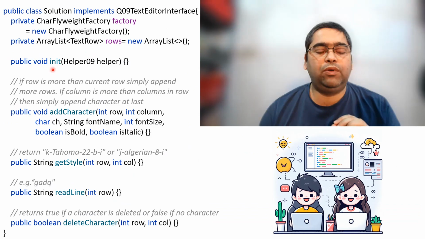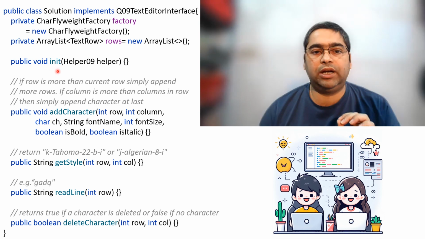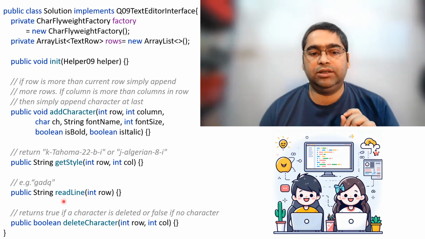So these are all the 5 methods that we need to implement. There is init, add character, getStyle, readline, and finally delete character. So let's go and see how we can solve this problem.